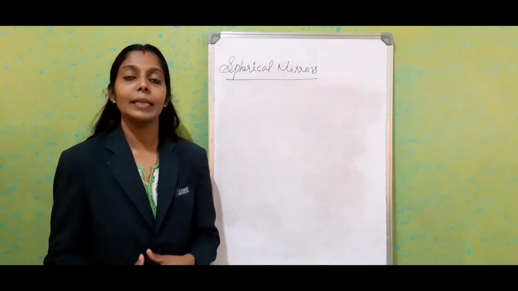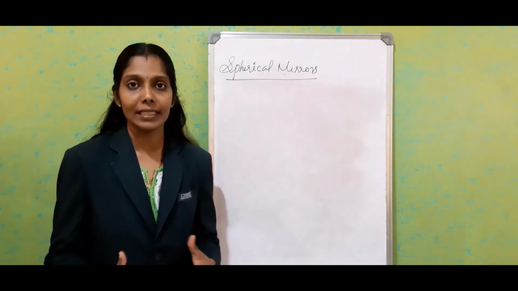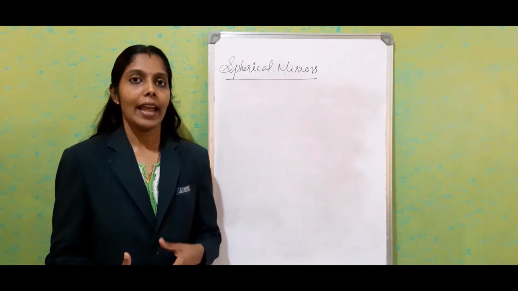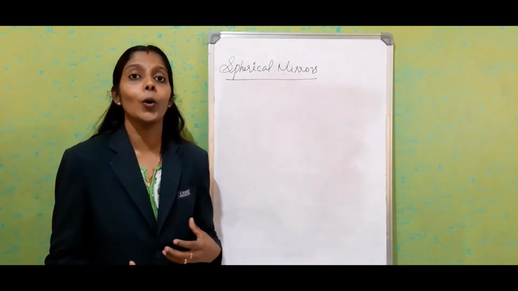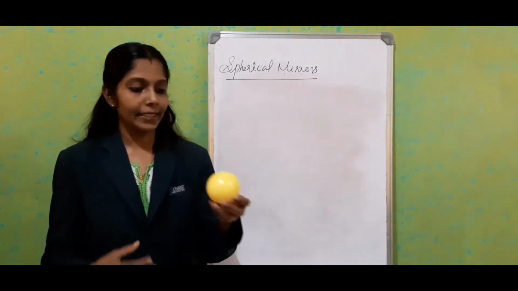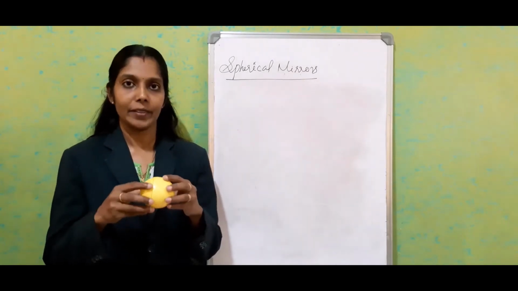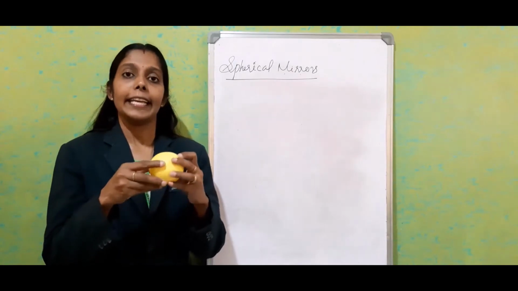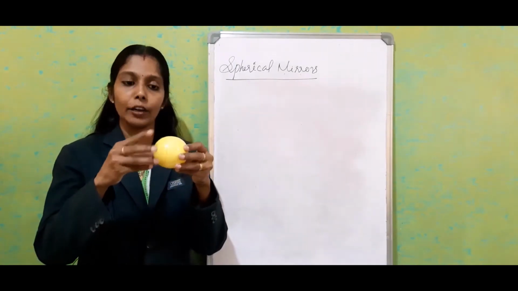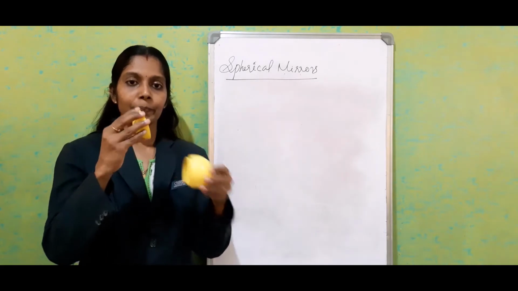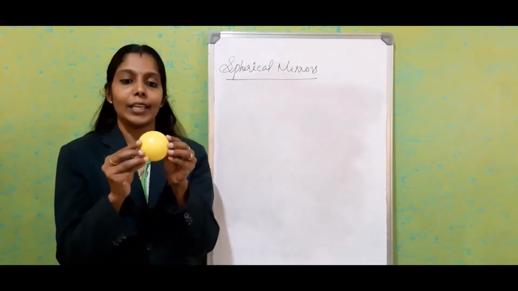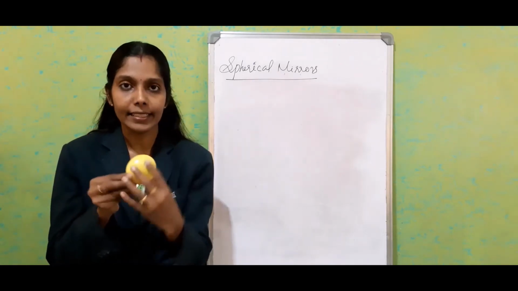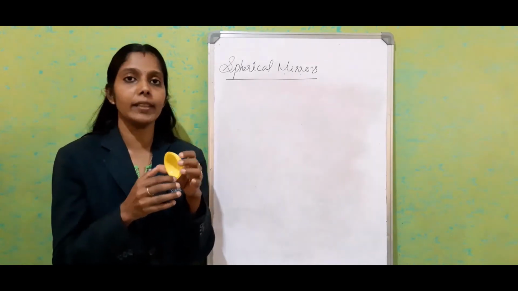Spherical mirrors are mirrors in which one side is coated with silver oxide or mercury, and they are a part of a hollow glass sphere. Just consider this ball as a sphere. Sphere means, you know what a sphere is. If we take a part of this sphere this way, this part is what we use as a mirror. So one side, either this side or inside, will be coated with silver oxide.